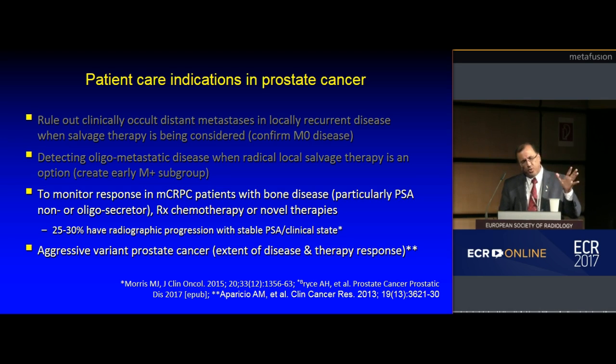Now, we also use this technology to look at response assessment.